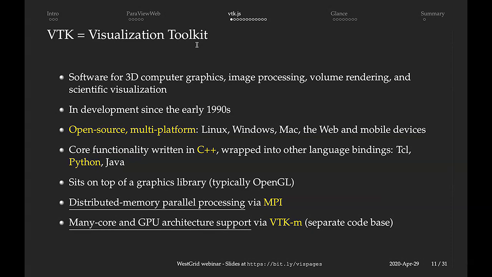VTK is also parallel. The native VTK code was parallelized for distributed memory architectures using MPI, the Message Passing Interface. And there's actually a separate rewrite of VTK called vtk-m that was specifically coded for many-core and GPU architectures with hundreds and thousands of threads. But it's a separate code base.